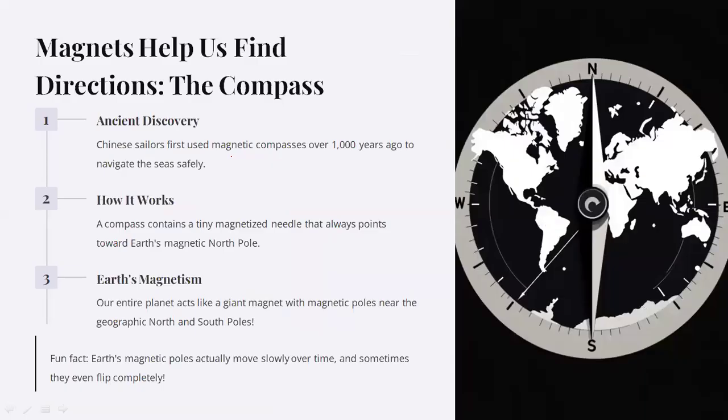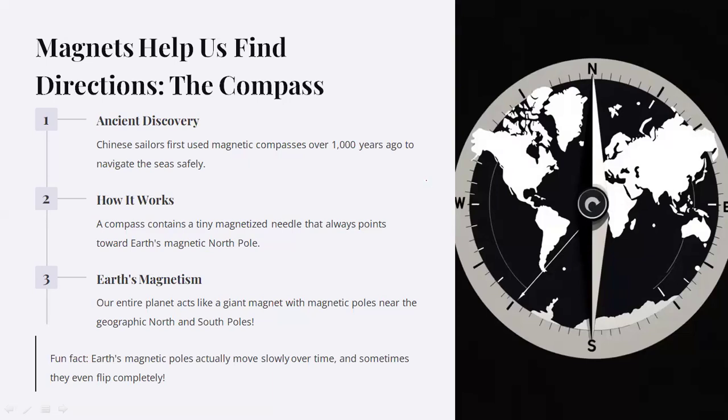Now, the magnet helps us find directions. How does a magnet help us in finding the directions? On the right side, the figure is showing the magnetic compass. On this, there is a circular dial.